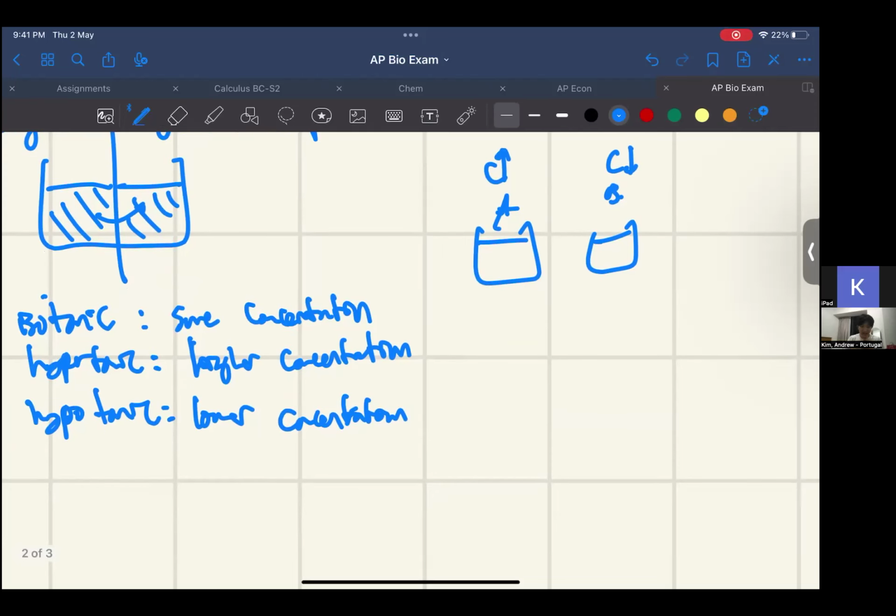Now, one example of an isotonic solution is your eye drops. Again, when you just pour water in your eye, it itches, right? It hurts. But when you put eye drops in your eye, it feels smooth and very pleasant. Why is that? It's because your eye has some liquid. It has tears, right? Tears are, again, salty.